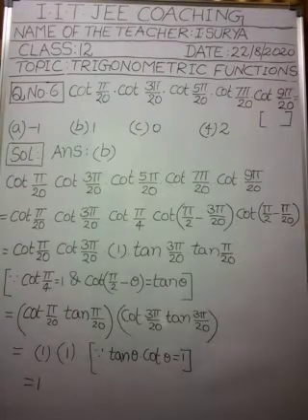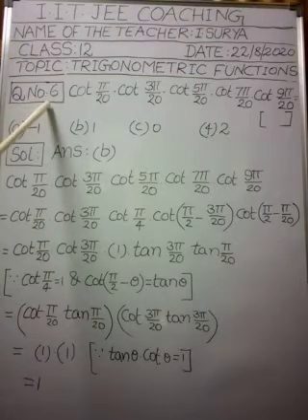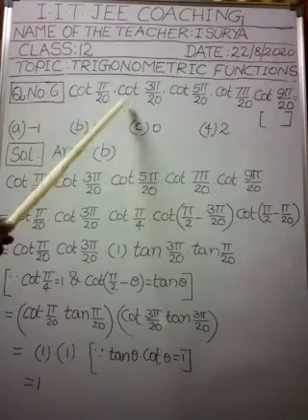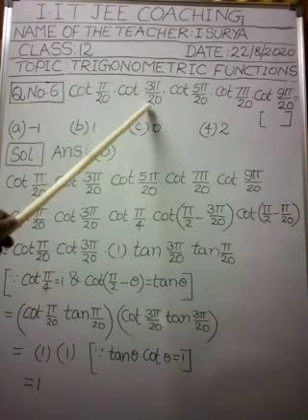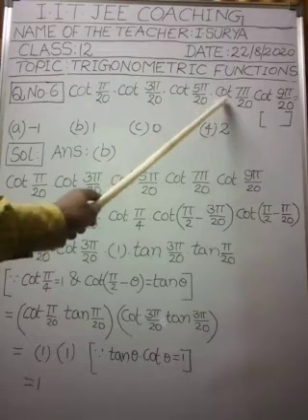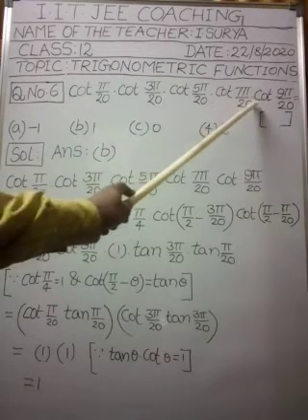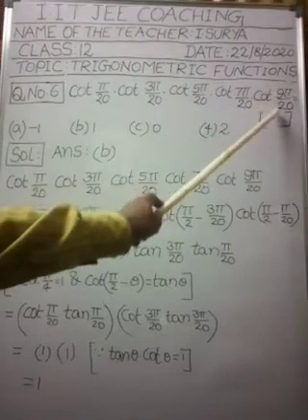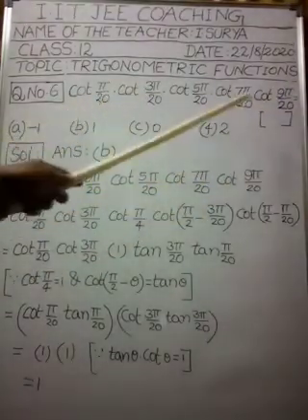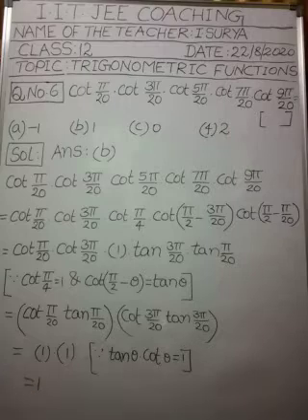Now come to the next question. Question number 6. Cot pi by 20 into cot 3 pi by 20 into cot 5 pi by 20 into cot 7 pi by 20 into cot 9 pi by 20 is equal to. We have to find the value of this expression. Okay, my dear children? Right.